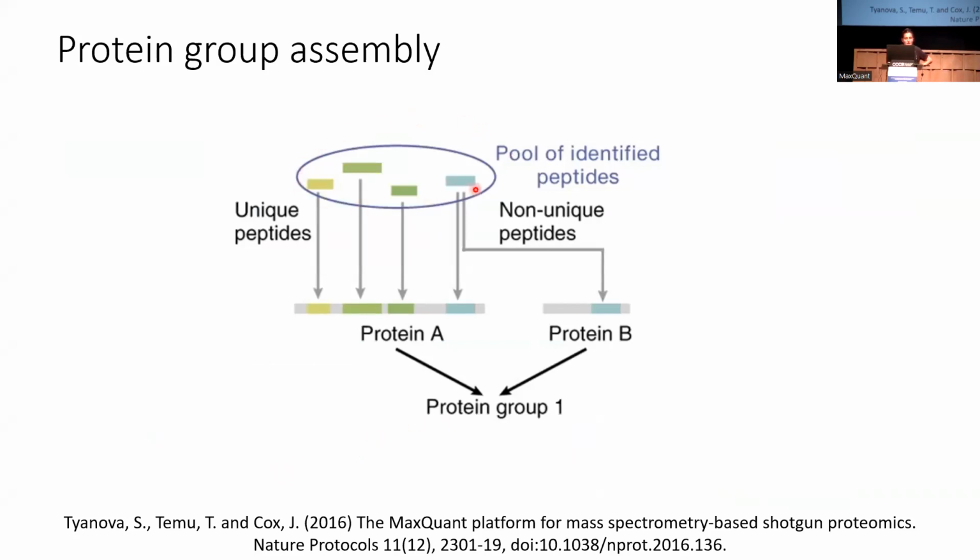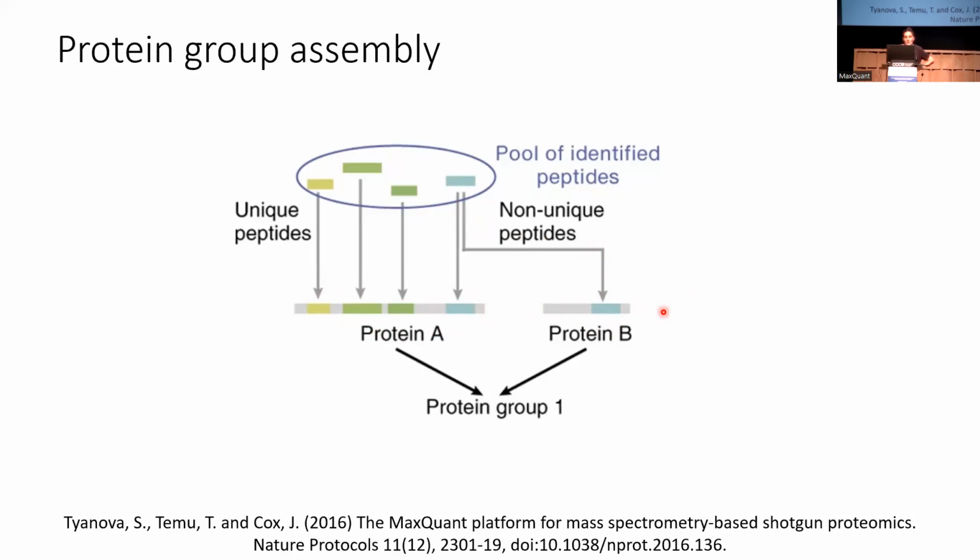Let's say that there are 4 peptides that we identified in MaxQuant. And then there are these 2 proteins, protein A and protein B. Protein A has all of these 4 peptides. Protein B has only one of these 4 peptides. So protein A is sufficient to explain all of these identified peptides, but that doesn't mean that protein B is not in our dataset. So we cannot discard it.